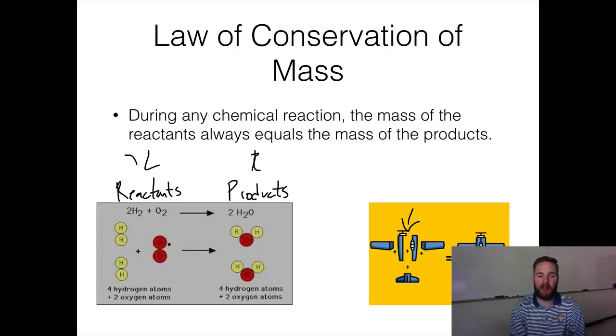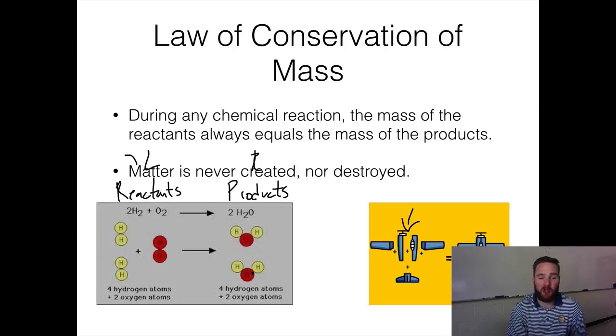And here's a great diagram of it. We start with 1, 2, 3, 4 hydrogen on the left side. Well, guess what? I still have 1, 2, 3, 4 hydrogen on the right side. I start with 2 oxygen, 1, 2 on the left side, and guess what? I still have those 2 on the right side. They're just in a different form. That is the law of conservation of mass.